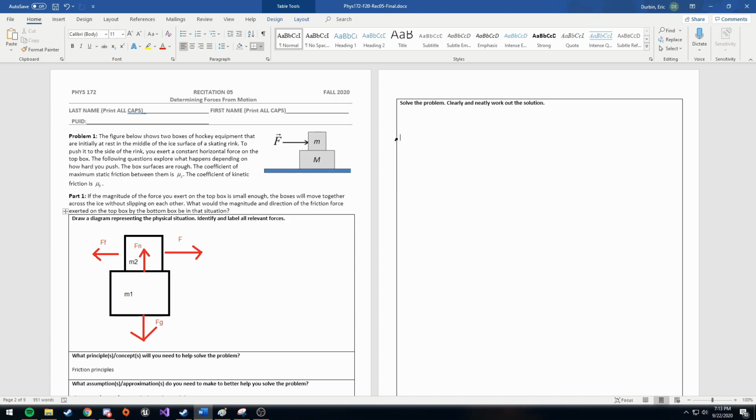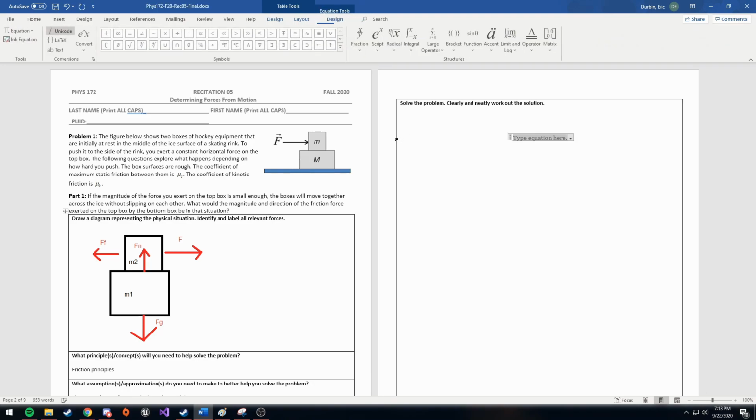So the force of friction is mu times whatever the normal force is, and the normal force here is mass times gravity. But which mass is times gravity? It would be your system. Wouldn't it be the top box?